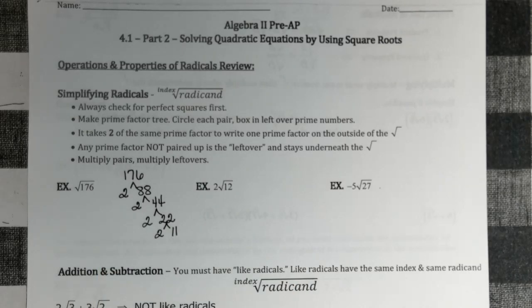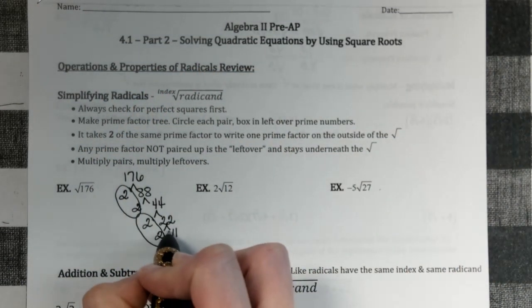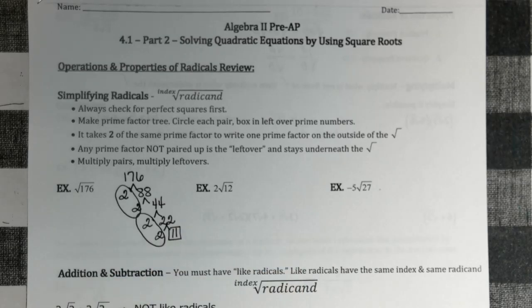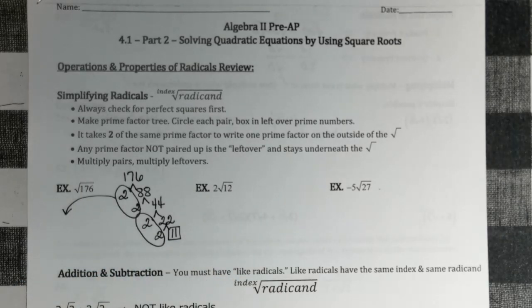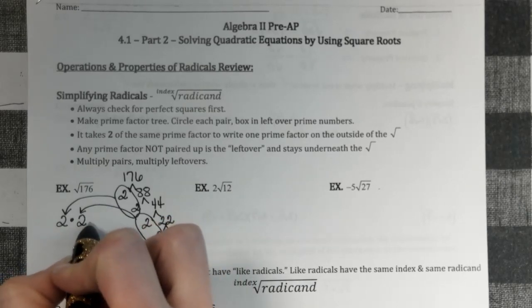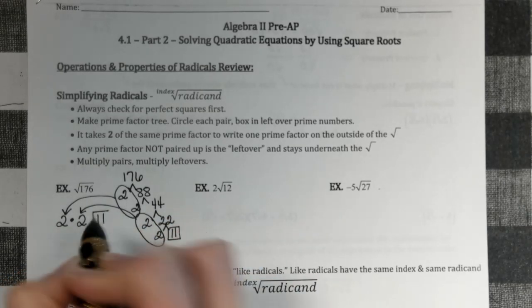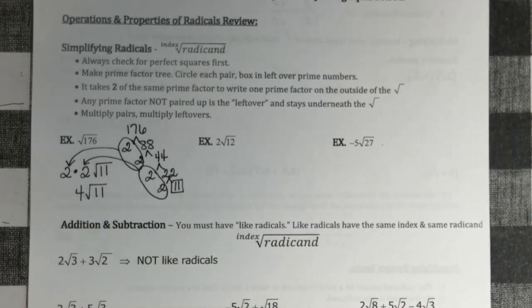And since it's square roots, you want 2 of the same number. So I've got 2 pairs of 2 that I'm going to circle. And then whatever is left over, I box. You don't have to, but I do that to draw attention so it doesn't just get stuck in the tree and you forget about it. Okay, so I circle my pairs and box my leftovers. So each paired factor, you only write that one number. So I'm going to have 2 and then another 2 that I multiply by square root of that 11 that's left over. So that gives me 4 square root of 11. Y'all remember doing this? Yeah.